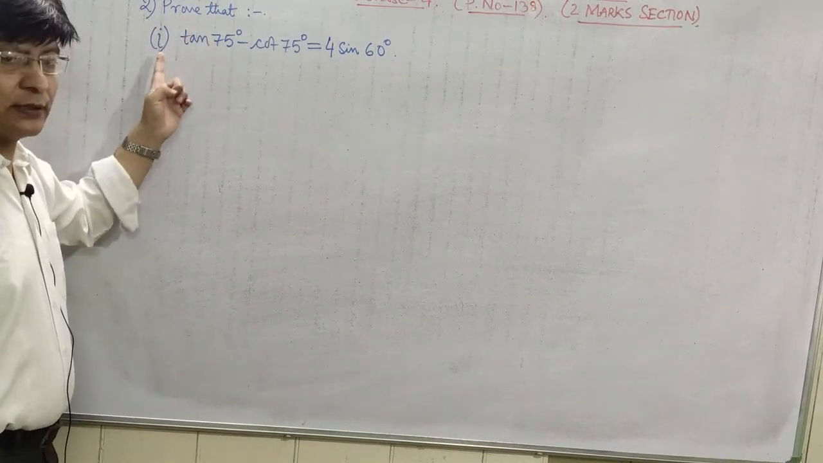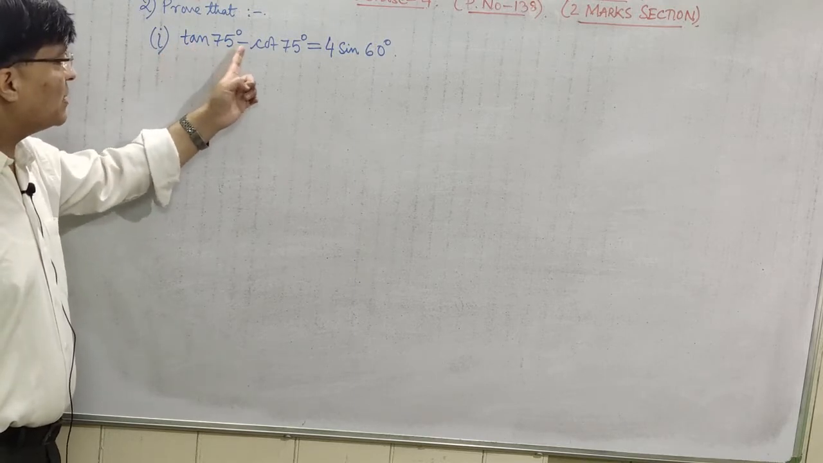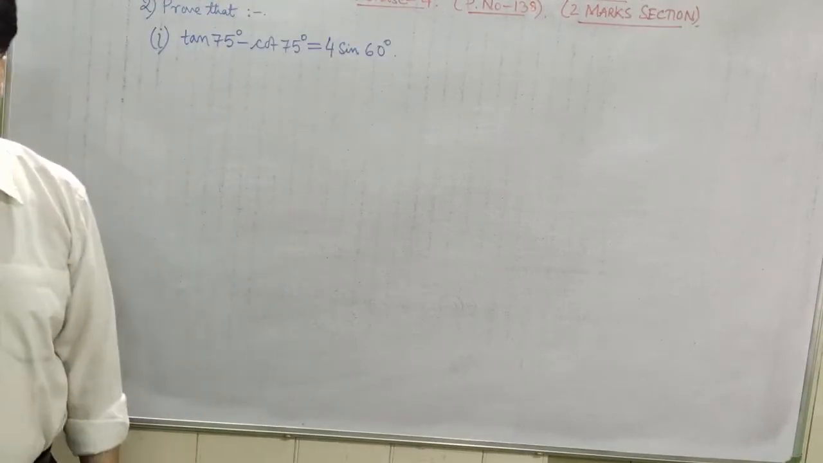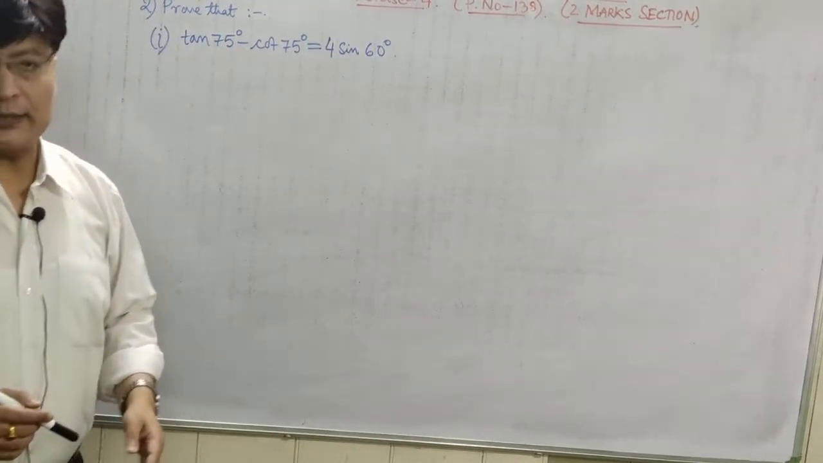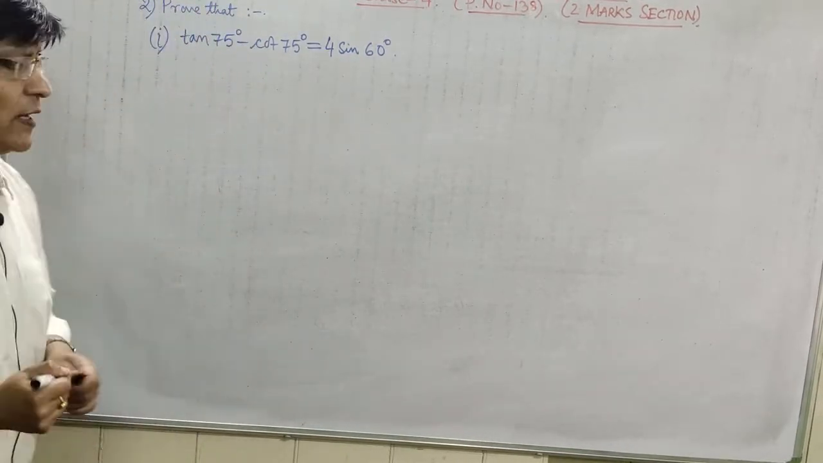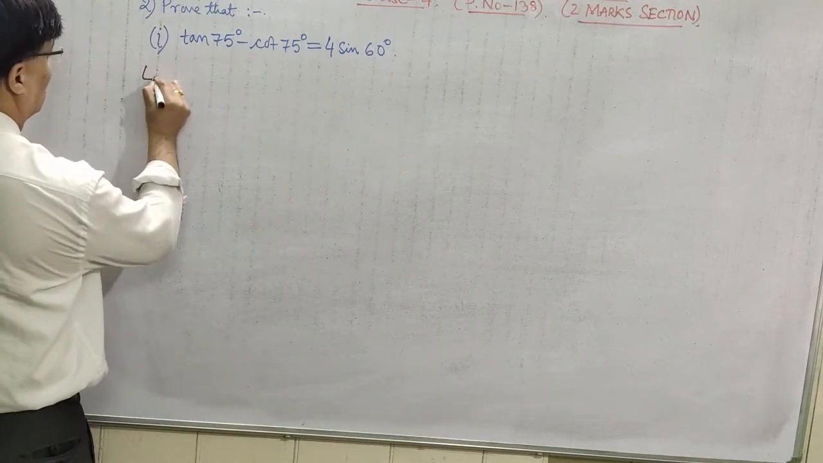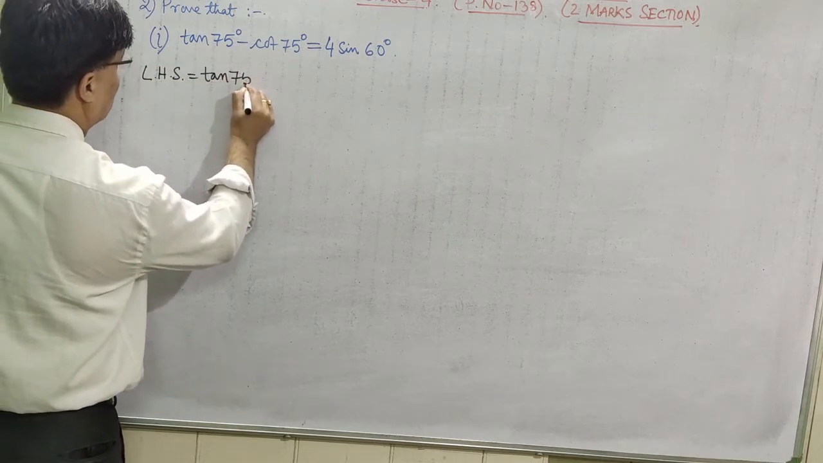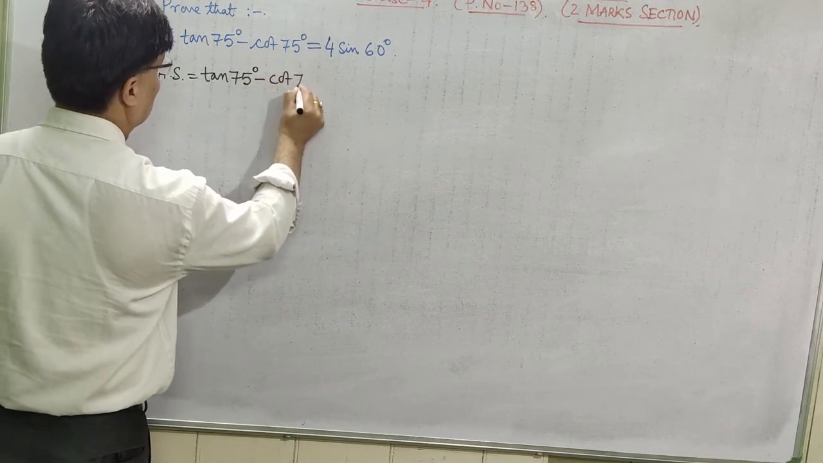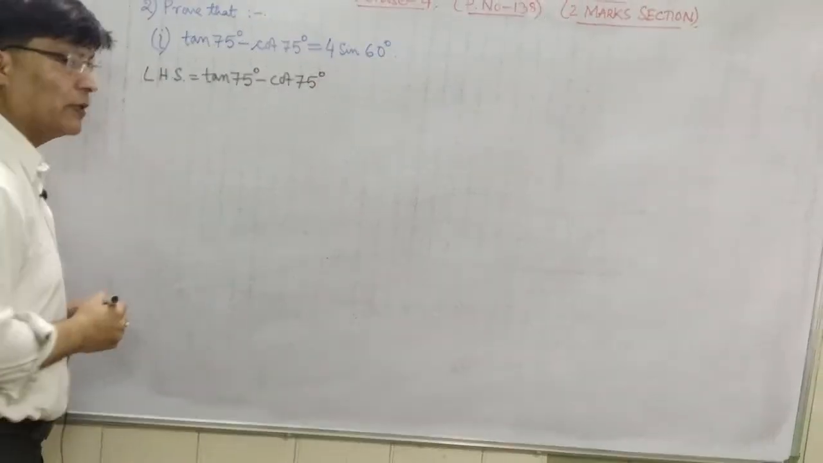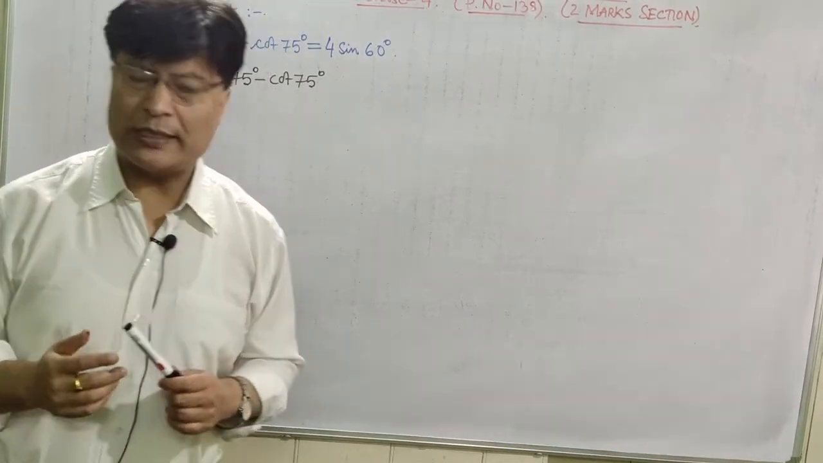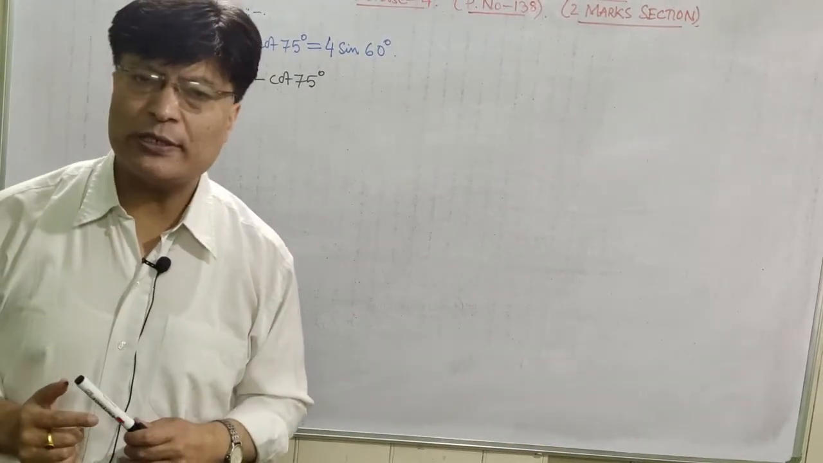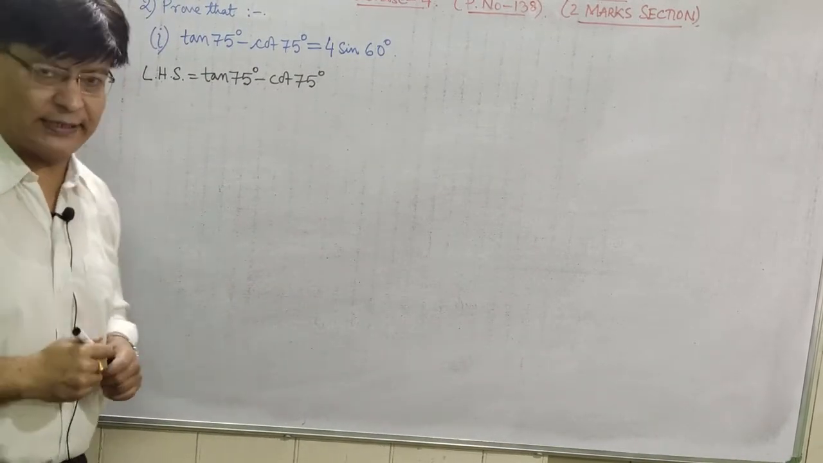You have to prove that number 1, tan 75 degree minus cot 75 degree is equal to 4 sin 60 degree. You prove LHS is equal to RHS. So let us first find out the value for LHS, left hand side, which is equal to tan 75 degree minus cot 75 degree. So let us use the formula now, formula from compound angle. So how will you write down this 75 degree? 45 plus 30 degree, right?